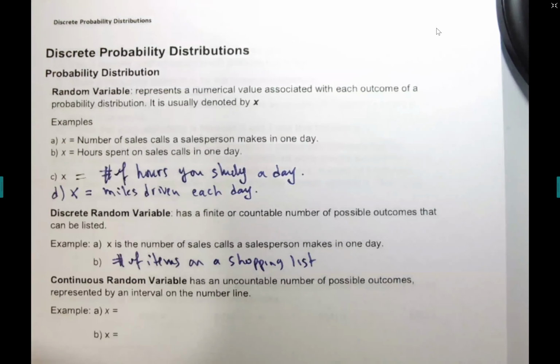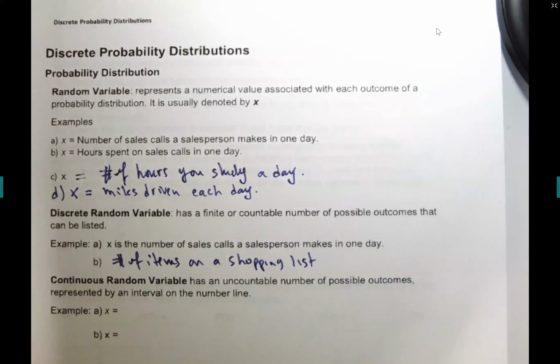Now, let me tell you what a continuous random variable is. We will not use continuous random variables in this chapter. It will be in chapter 5, but we need to do the definition. A continuous random variable has an uncountable number of possible outcomes. That means you cannot count them like 0, 1, 2, 3, 4, 5, 6. It is represented by an interval on the number line. Usually it is a measurement, guys. All measurements are not countable, for your information.